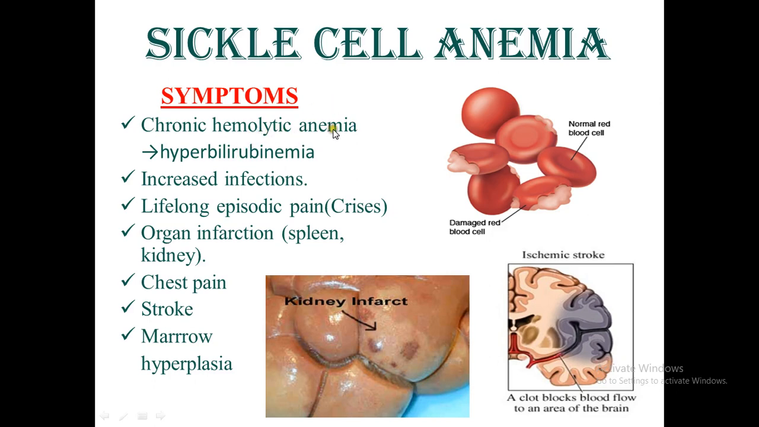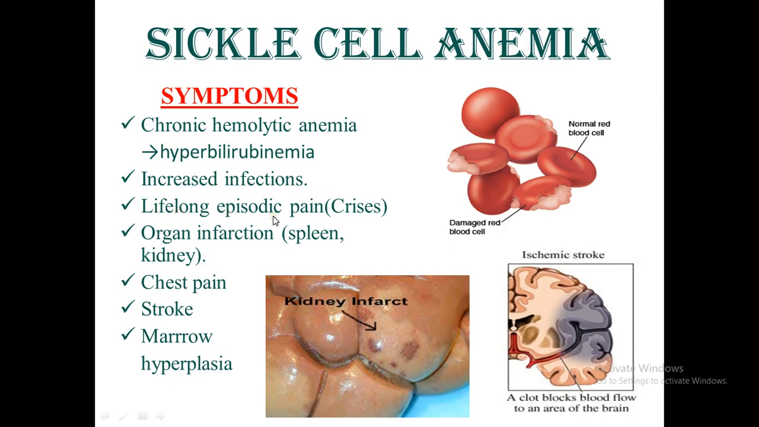And also because of the chronic hemolytic anemia all the time, this leads to hyperbilirubinemia. So the patients start becoming yellow in color. This also leads to increased infections because the spleen develops infarcts. And because infarcts can develop all over, we can see there are kidney infarcts, there are even infarcts in the brain, which can give rise to ischemic strokes, splenic infarcts, etc. So there's an increased chance of infection in such people.